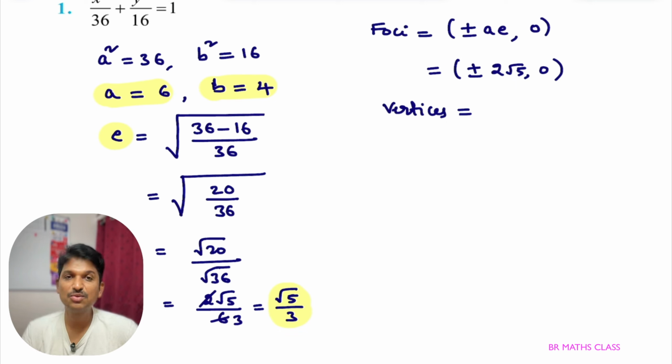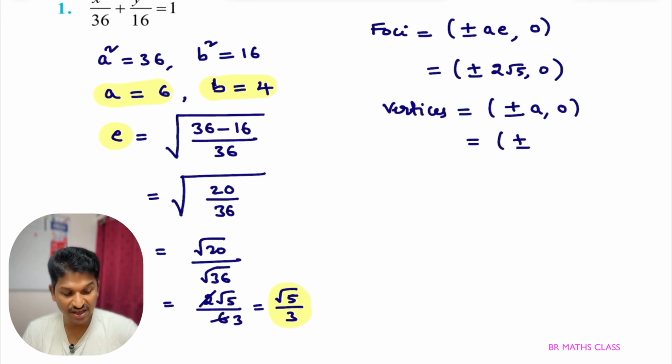Endpoints of major axis are what? Plus or minus a comma 0. That's why learning the formulas is important. Plus or minus a. What is a? A is 6. So plus or minus 6 comma 0. 6 comma 0 is one vertex. Minus 6 comma 0 is another vertex.